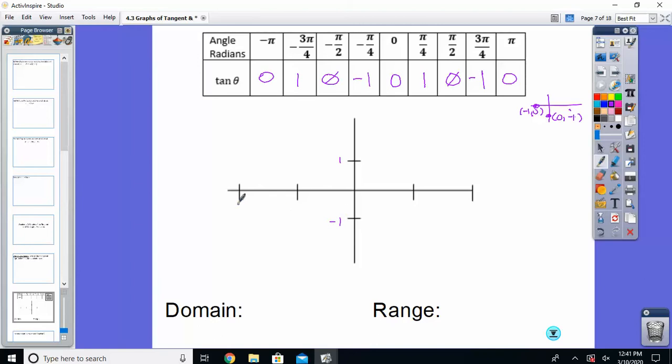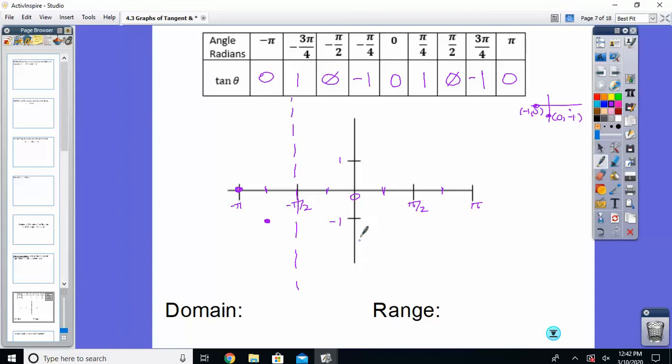So on my graph, I am going to label the tick marks I put with my pi, like negative pi over 2, 0, pi over 2, and pi. Then the halfway marks are going to represent my pi over 4s. So at negative pi, tangent is 0. At negative 3 pi over 4, it's negative 1. At negative pi over 2, it's undefined. That means we have a vertical asymptote there.